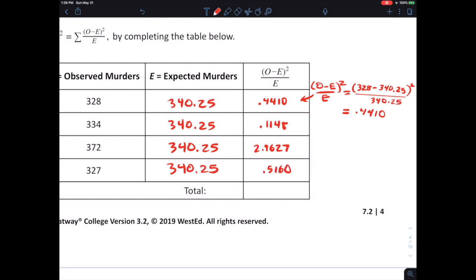If you haven't done the total, you can pause and do that real quick. Okay, the total should be 4.0345, and that's our chi-square statistic. This value is the sum of (O minus E) squared divided by E. And again, that's called the chi-square statistic.